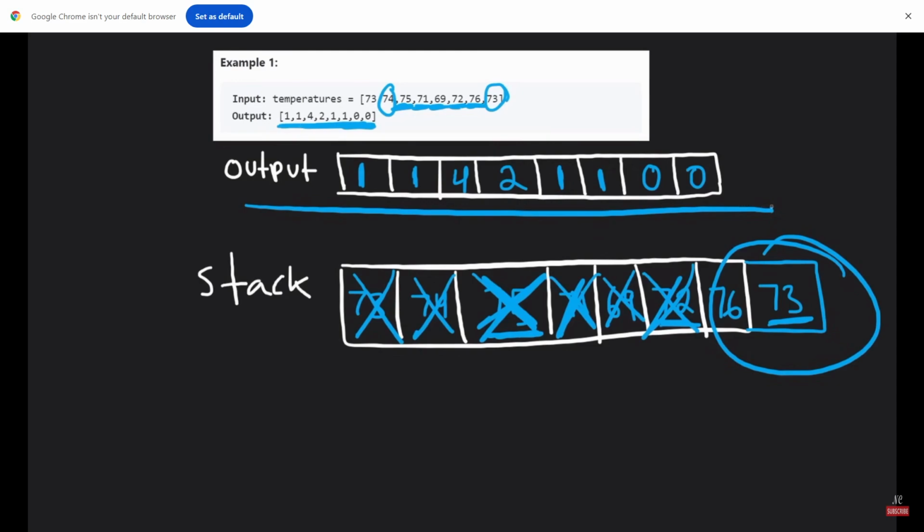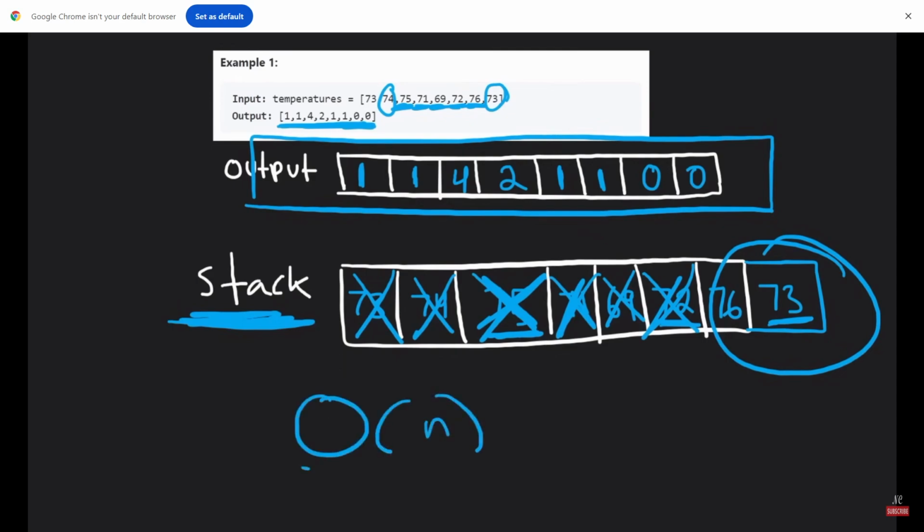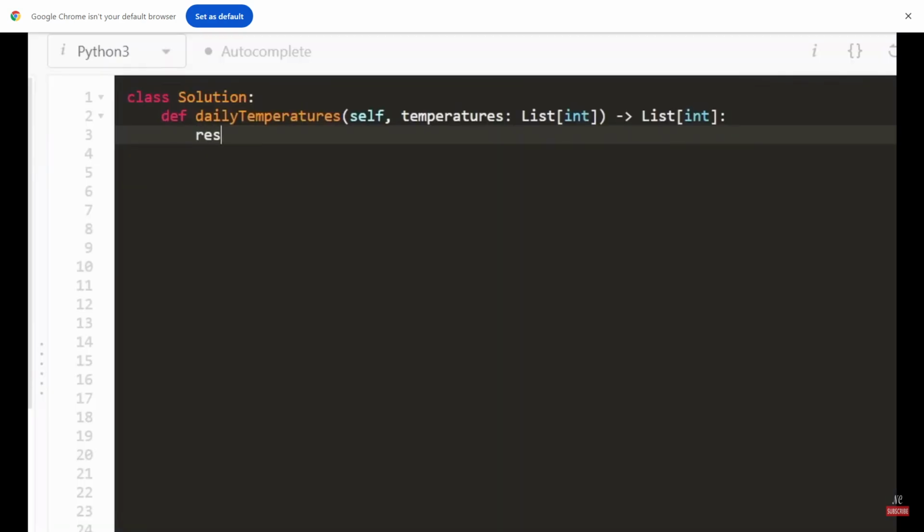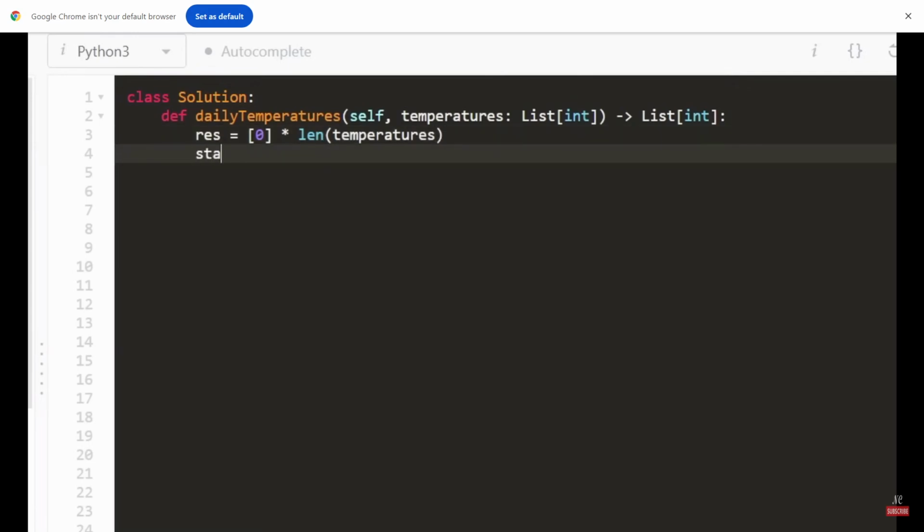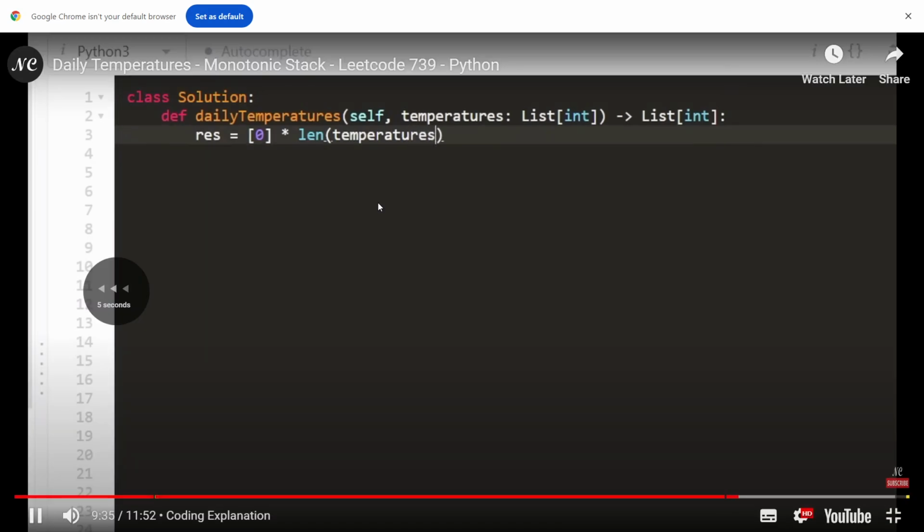And we did that in linear time by using this monotonically decreasing stack in O of n time, O of n memory. So now let's jump into the code. So we are going to have a result or answer array, and it's initially going to be default values of 0 because that's kind of what they tell us. And it's going to be the exact same length as the input array temperatures. I'm also going to have a stack. Remember, this is our extra memory.